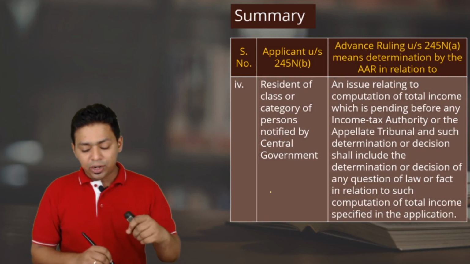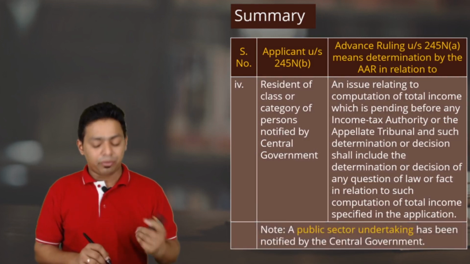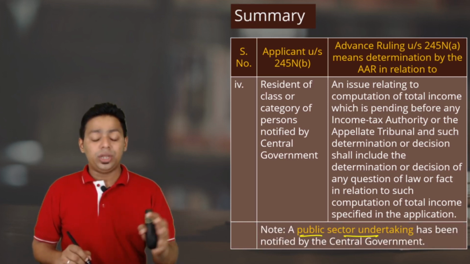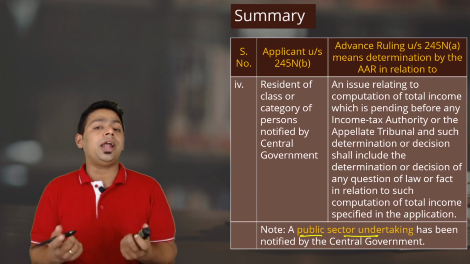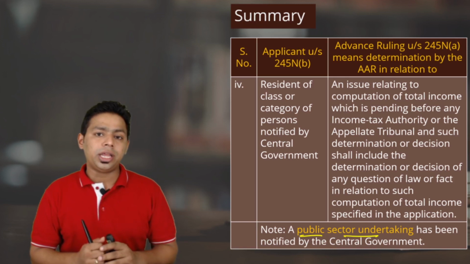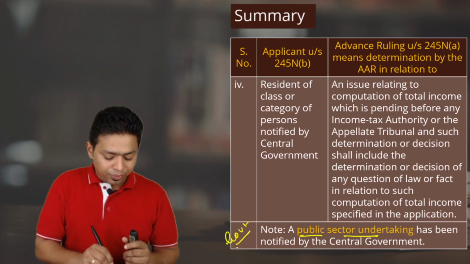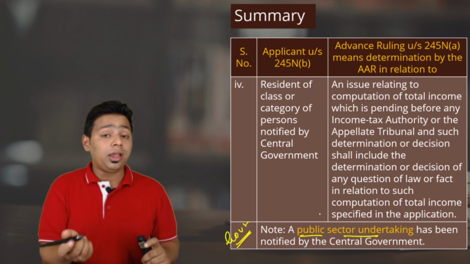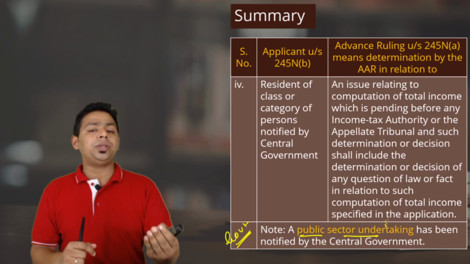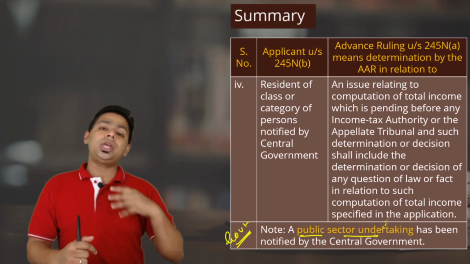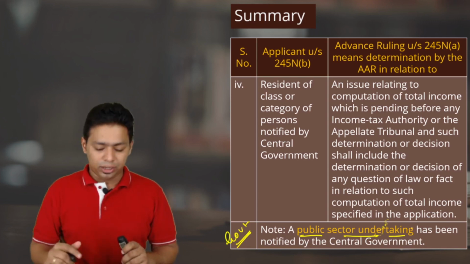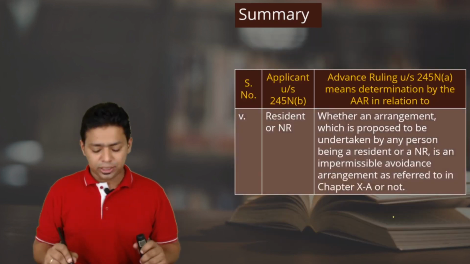The next one is a resident or class or category notified by the government, and here we have the public sector undertaking. A public sector undertaking is given a very special status in advance ruling. Whatever an ordinary person cannot do, a public sector undertaking can do, because it is a government entity. Because it is a government entity, we don't have any turnover criteria or transaction criteria here. They can go for a 1 crore rupee transaction, a 10 crore rupee transaction, and even a 1000 crore rupee transaction. So there is no limitation for a public sector undertaking like we have for any other organization.